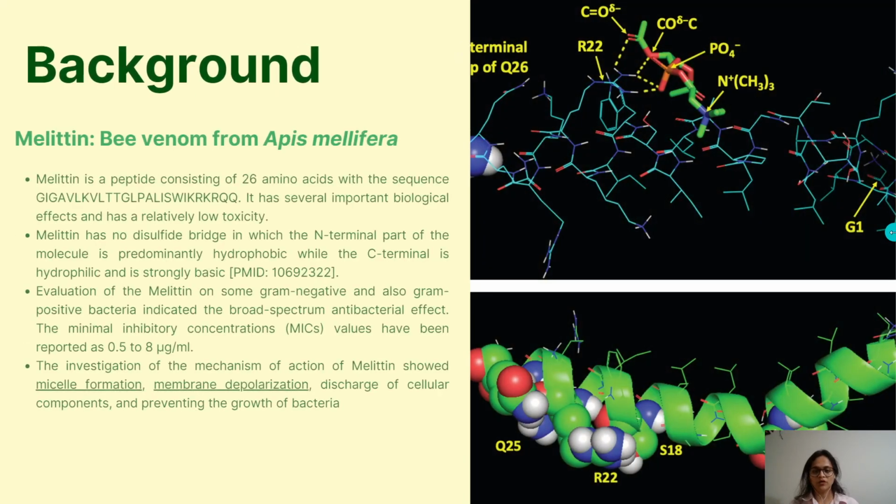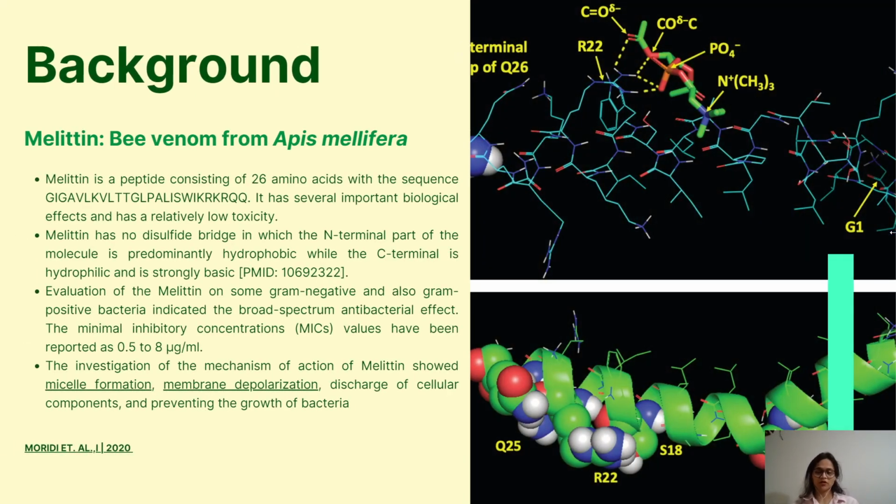So coming to the background, what is melittin? It is a principal toxic component in the venom of the European honeybee Apis mellifera, and it is a cationic hemolytic peptide. The peptide consists of 26 amino acids with this sequence. It has several important biological effects and has relatively low toxicity. It has no disulfide bonds, in which the N-terminal part is hydrophobic, while the C-terminal is hydrophilic and strongly basic.